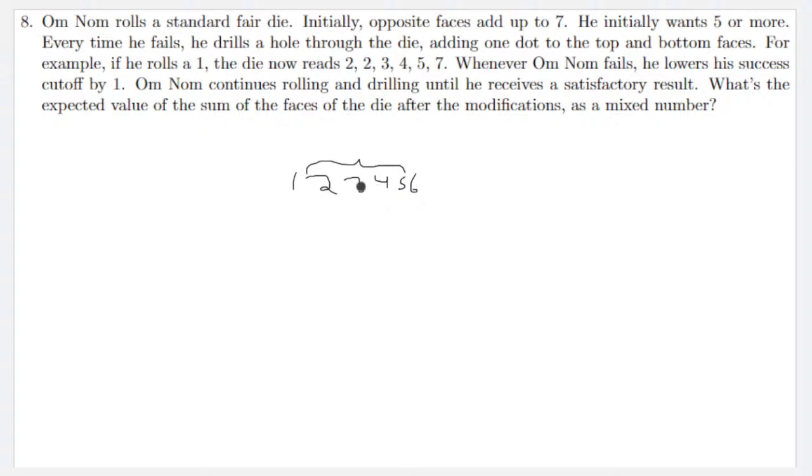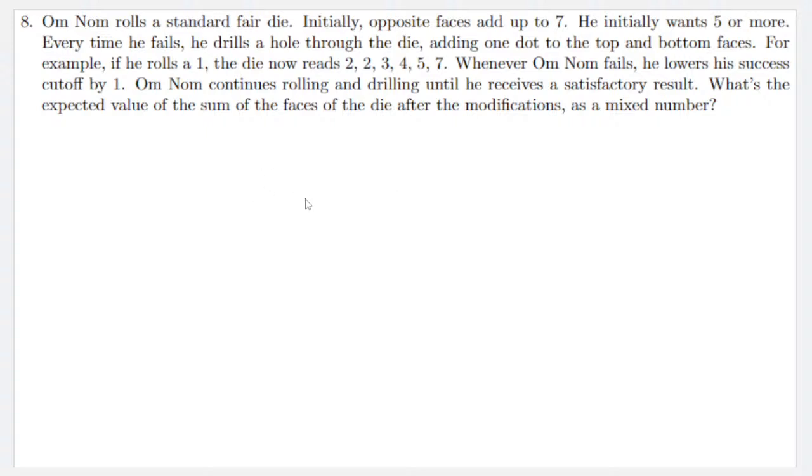Let's say you roll, I don't know, a 3. Then that becomes 4, 5. Well, 4 is now satisfactory, so you have to roll the 2. So now you have to drill 3 and 6. That becomes 3 and 6, but now your satisfactory value is 3. So you'll have to roll onto this 1. But that means you'll only have drilled 3 times. So that means 4 drills is impossible. And so we'll use that for casework.